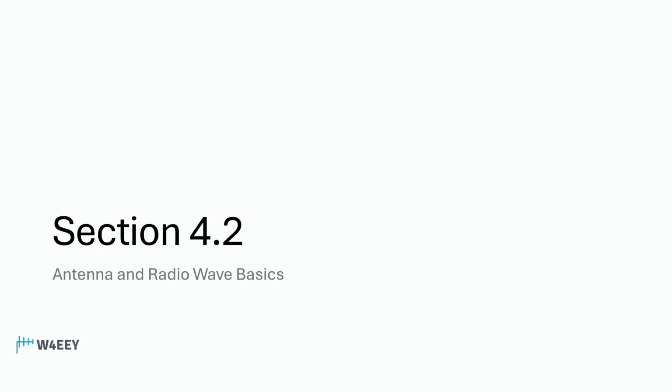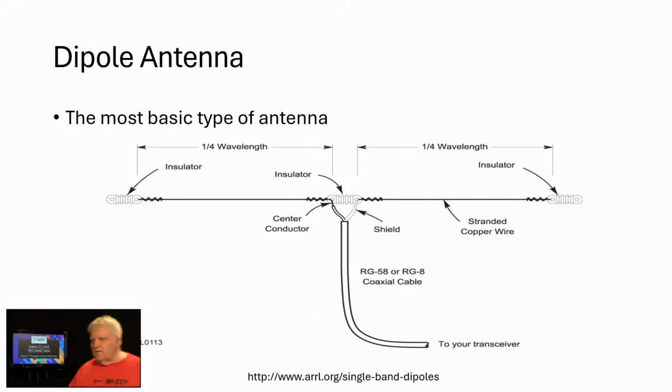Section 4.2, Antenna and Radio Wave Basics. The most common type of antenna that we have is the dipole antenna. I'm going to go ahead and mute y'all because sometimes the little noises are distracting for me.